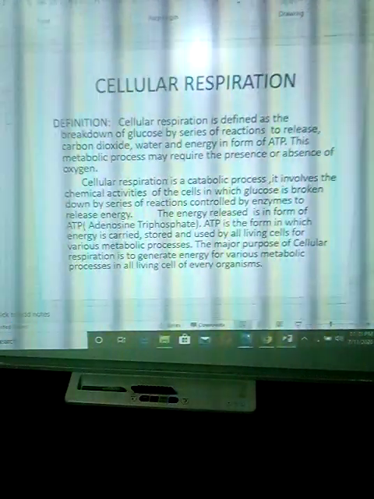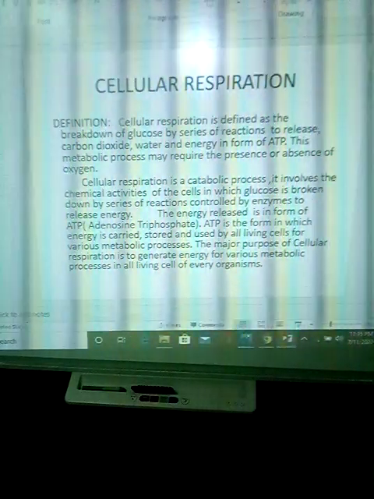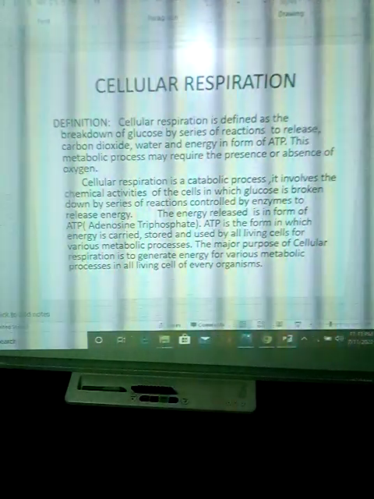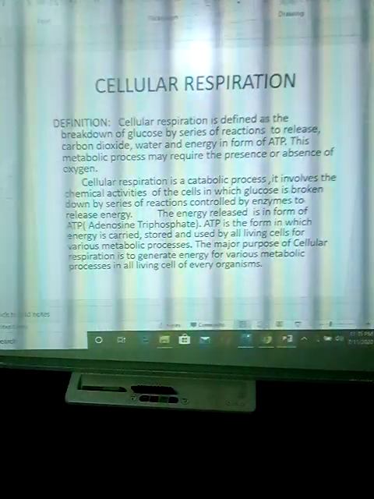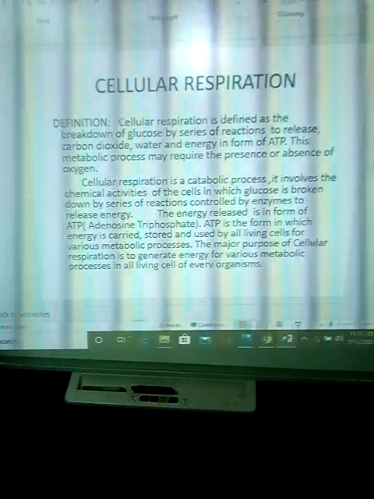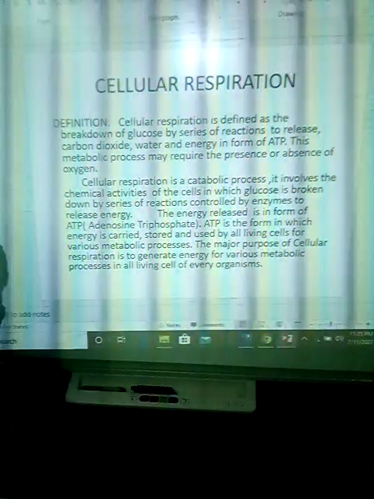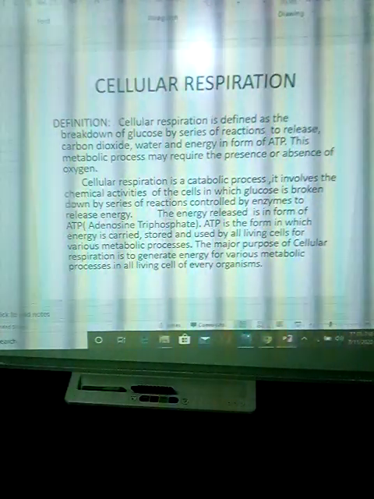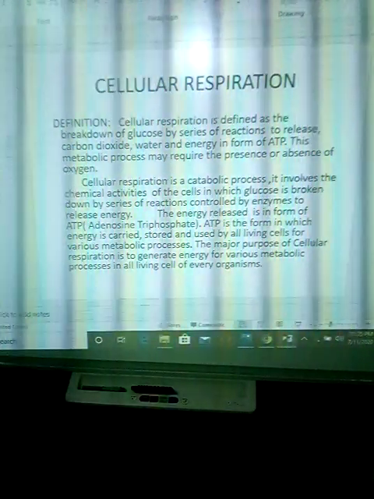Now, what do we mean by cellular respiration? I told you that cellular respiration is defined as the breakdown of glucose by a series of reactions to release carbon dioxide, water, and energy in form of ATP. This metabolic process may require the presence or absence of oxygen. Some can take place in the presence of oxygen, and another can take place in the absence of oxygen. We shall learn which takes place in the presence or absence of oxygen.